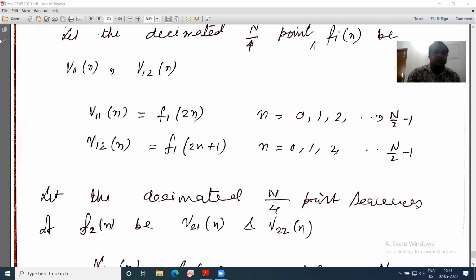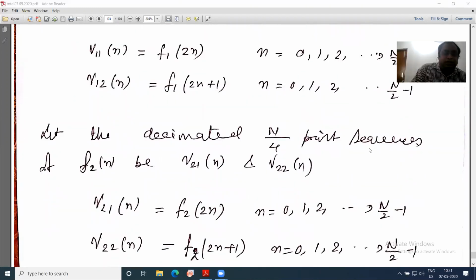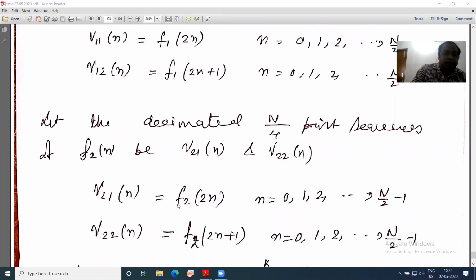Okay, so now this will be a 2 written, it will be 4, right? This will be 4. Yes, sir, it will be 4. Okay, similarly v12 of n, this will be f2 of 2n, f2 of 2n plus 1.